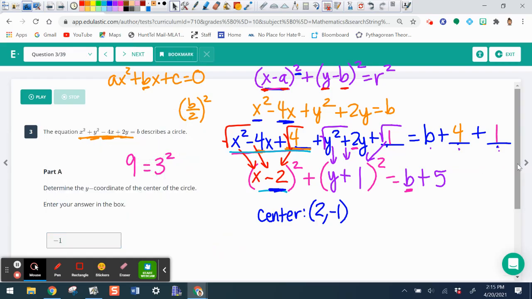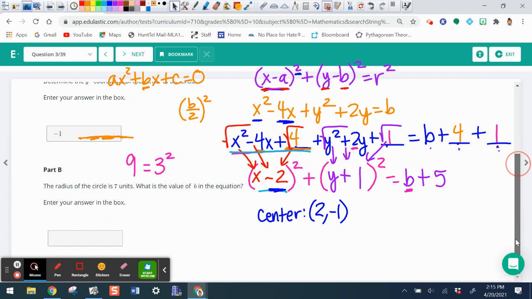Let me scroll down, see if there's any other parts. I figured there would be a part B. So now it says the radius of the circle is 7 units. What is the value of b in the equation? So if you go back to standard form, which we are nearly in down here, it's x minus a squared plus y minus b squared equal to r squared. So whatever all this nastiness is set equal to is actually the length of our radius squared.